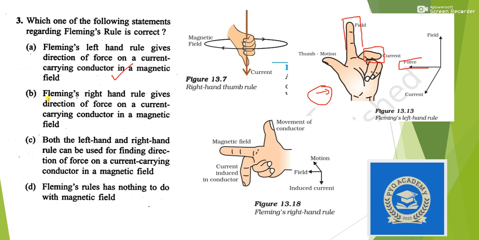Let's read the other statements. Fleming's right hand rule gives the direction of force on a current carrying conductor. You can see here the image of Fleming's right hand rule, and in this there is no mention of any force. So this is wrong. Then, both left hand and right hand rule can be used. No, only Fleming's left hand rule can be used to determine the direction of force on a current carrying conductor. So our answer is option A.